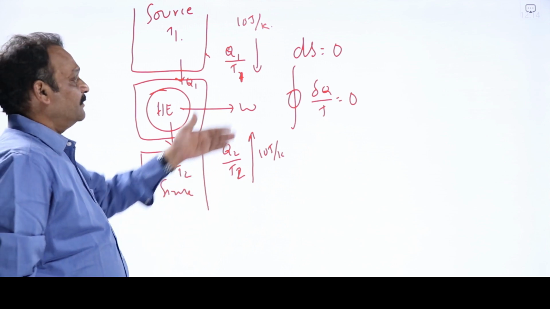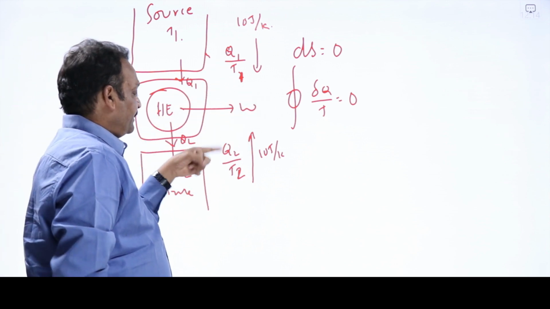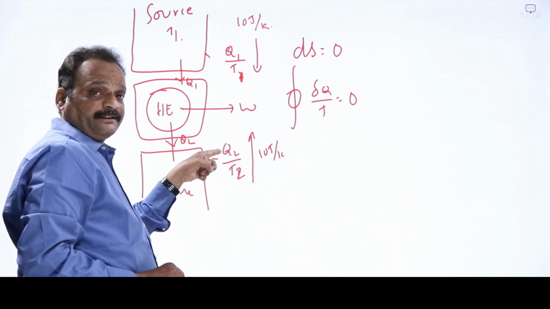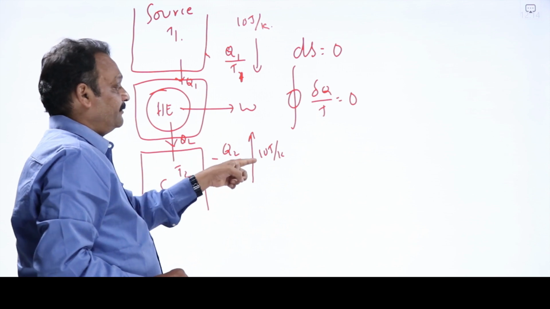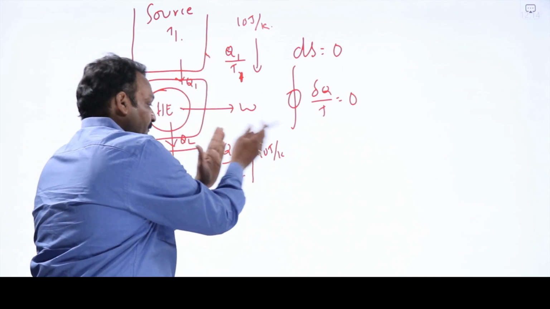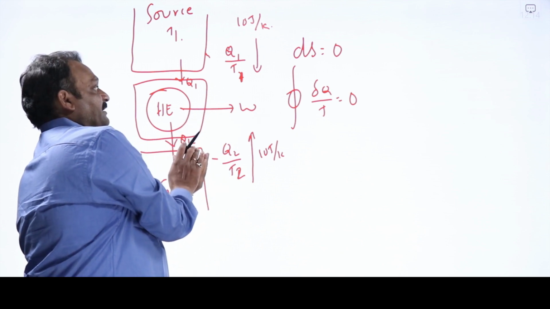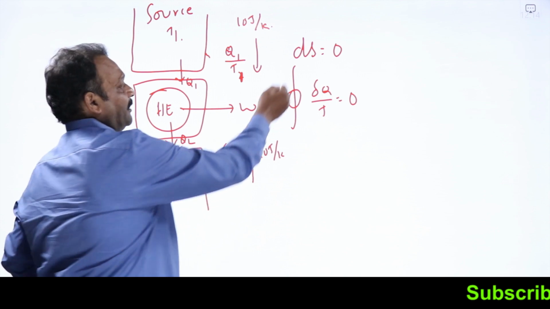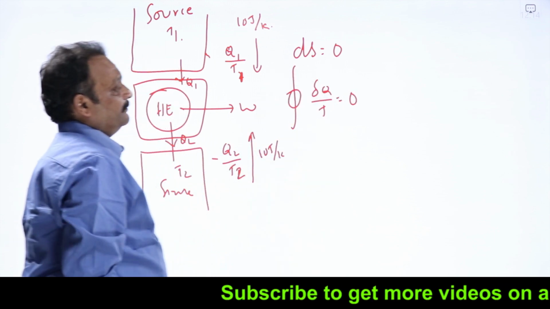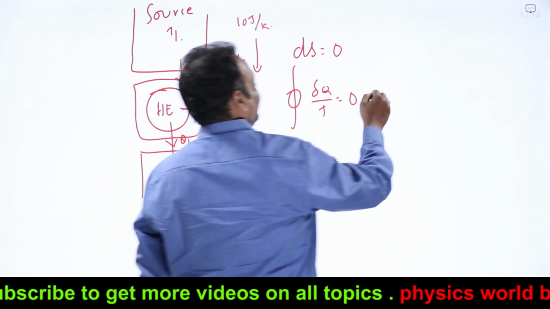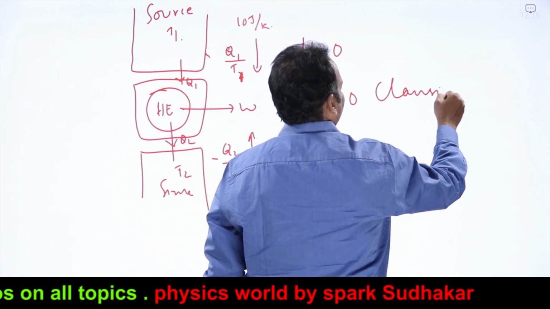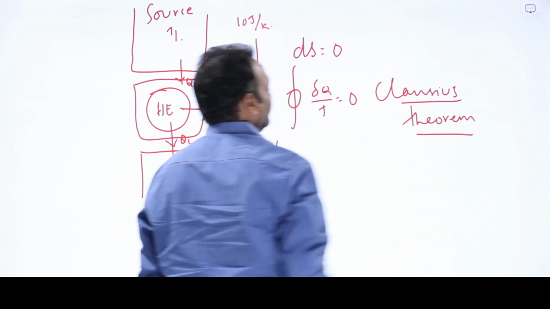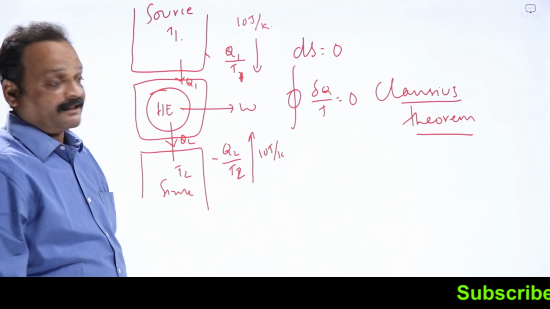Okay, so I can write this Q1 by T1, and heat rejected is Q2 by T2. Because heat rejected is known as minus Q2. Q1 by T1 minus Q2 by T2 is equal to 0, or Q1 by T1 is equal to minus Q2 by T2. Bring that Q2 by T2 to this side. Q1 by T1 plus Q2 by T2 plus Q3 by T3, any number of cycles you take will be equal to 0, or circular integral delta Q by T is equal to 0. This is known as Clausius theorem.